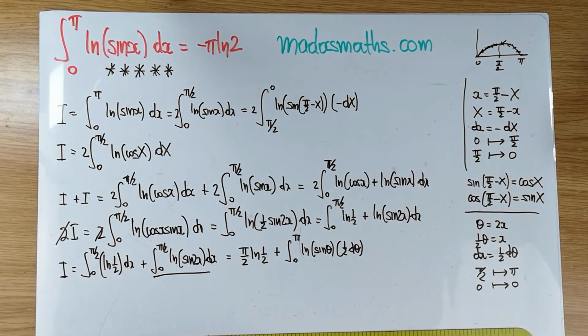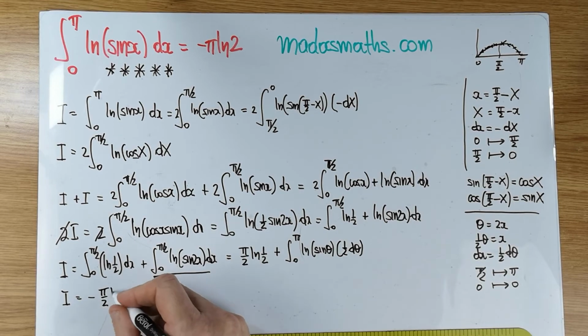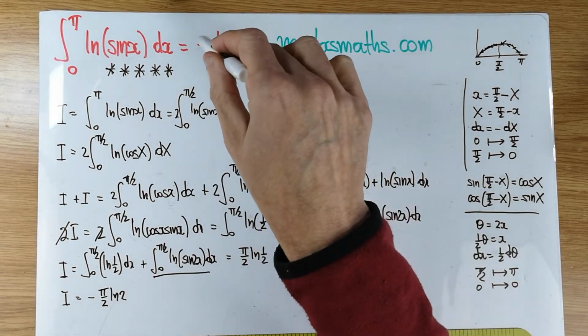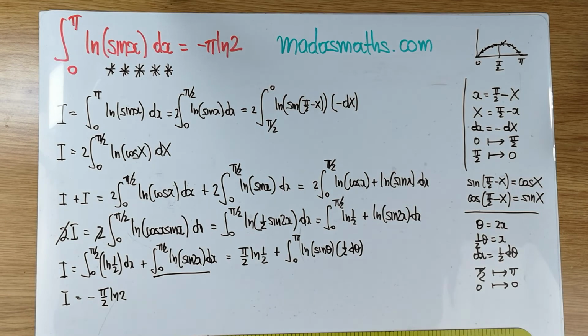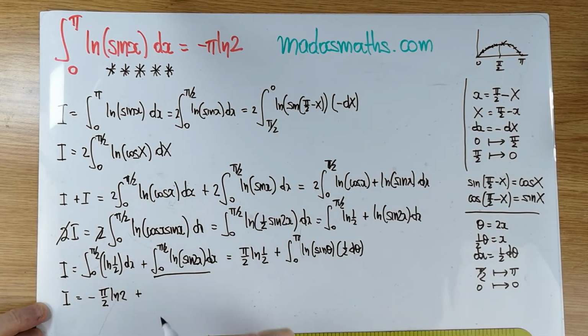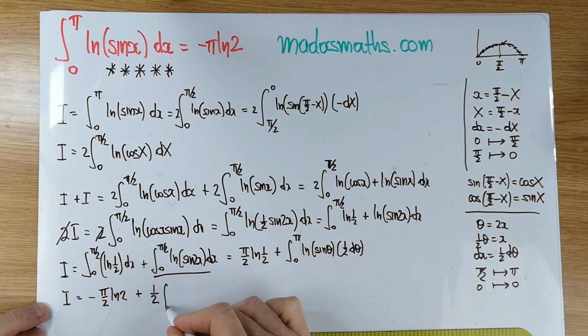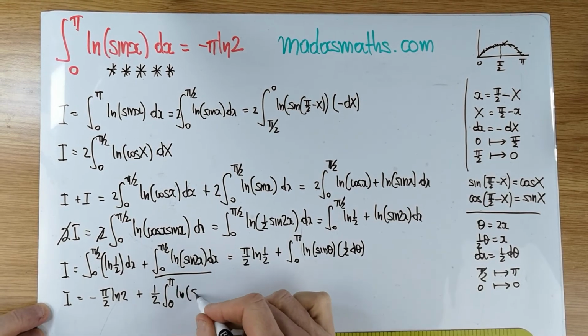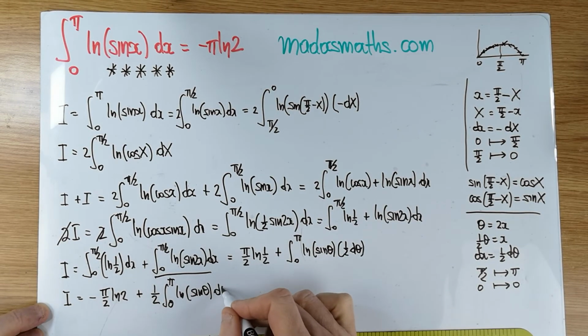Okay, a couple of things to do. The log of a half is of course minus log 2, so that's going to be minus pi over 2 log 2. Interesting to see we're getting something which resembles our answer, but for a factor of 2, or a half if you see it the other way around. And what is there now? Plus, this is a constant, we can write it on the outside, a half, the integral from 0 to pi of the log of sine theta d theta.